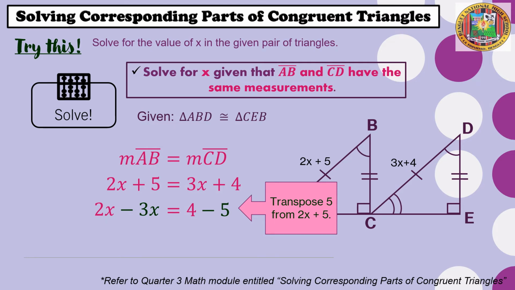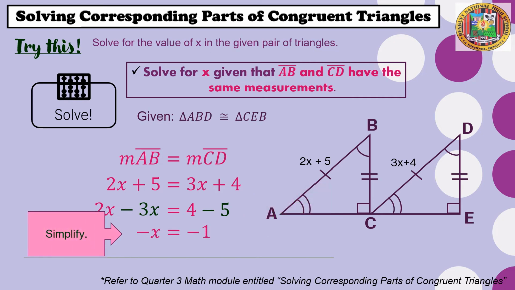If we simplify the equation by subtracting 3x from 2x and 5 from 4, we get the resulting equation, negative x is equal to negative 1.